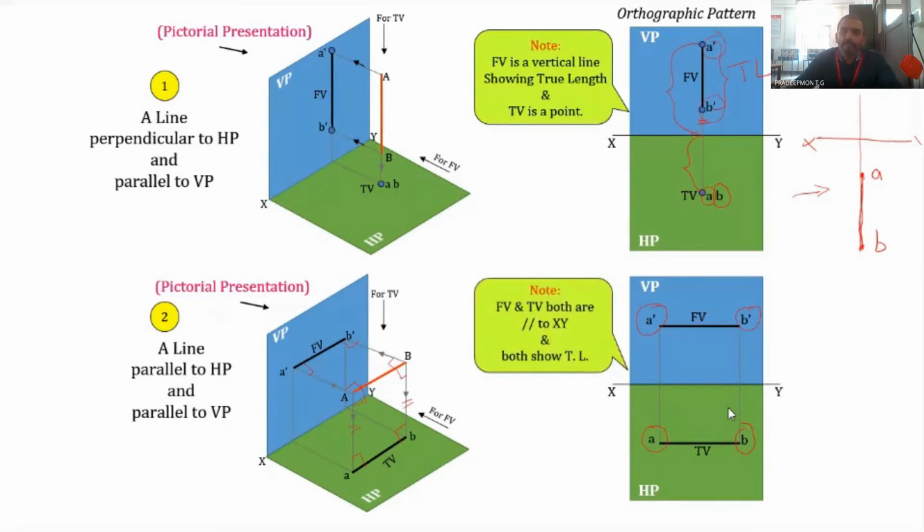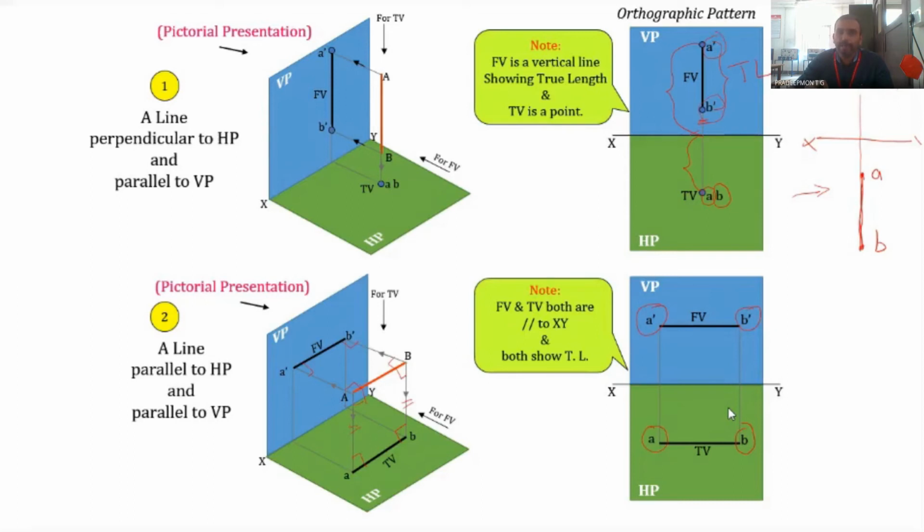The front view and top view both are parallel to the XY line and both show the true length. So the front view as well as top view both are parallel to XY and both show the true length. So these are the three different conditions. That is, a line is perpendicular to HP and parallel to VP. That is the first condition.